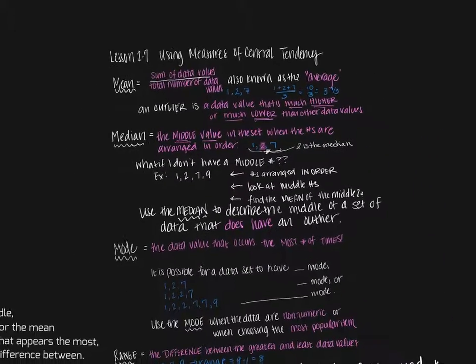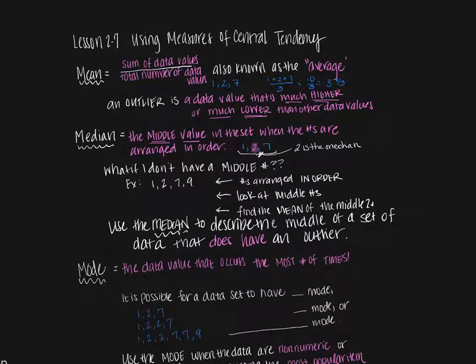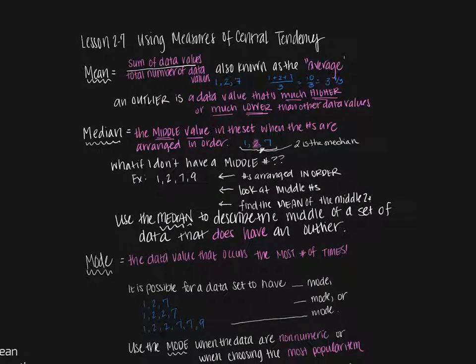Tonight we're looking at measures of central tendency. To understand a set of data, you need to organize and summarize your data using a measure of central tendency. Mean, median, and mode are all measures of central tendency. So let's review mean, median, and mode.